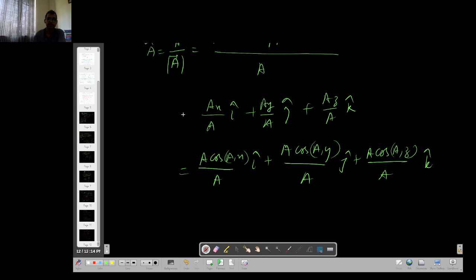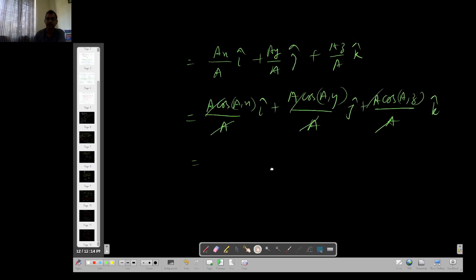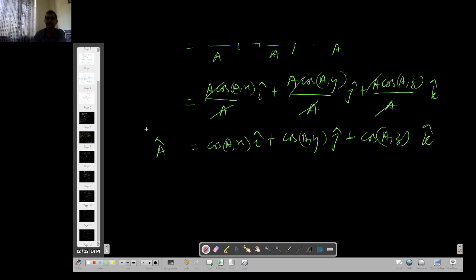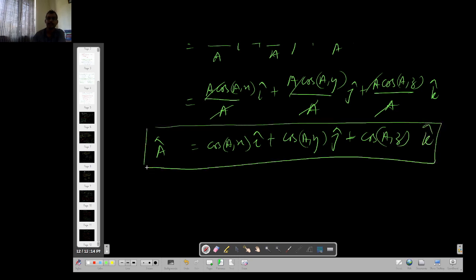And this a will cancel out with it, this with this and this with it. So therefore I can write down that a cap is equal to cos of the angle between a and x i cap, plus cos of the angle between a and y j cap, plus cos of the angle between a and z k cap. So this is a new way to look at the unit vectors in terms of direction cosines. These cos of ax, cos of ay and cos of az are basically direction cosines. So this is all about components of a vector. So that's all for this lecture.